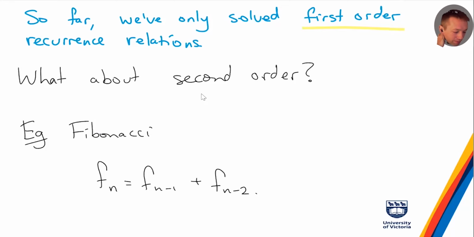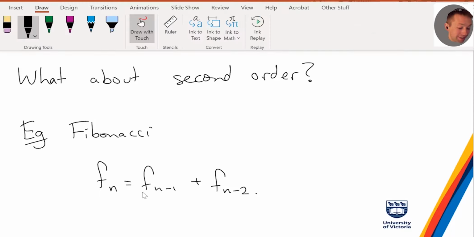Okay, so far, in terms of solving recurrence relations, we've focused mainly on first order linear recurrence relations. So now we're going to talk a little bit about second order. A very standard example of this is the Fibonacci sequence, or the Fibonacci recurrence.